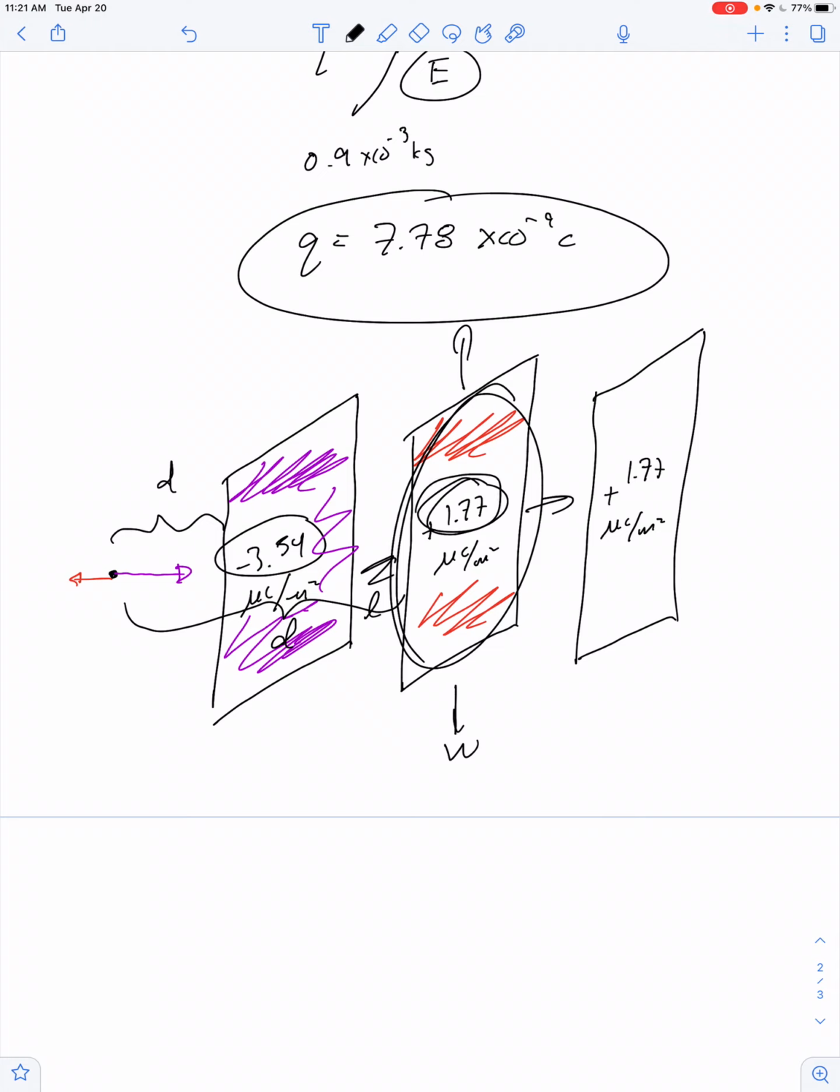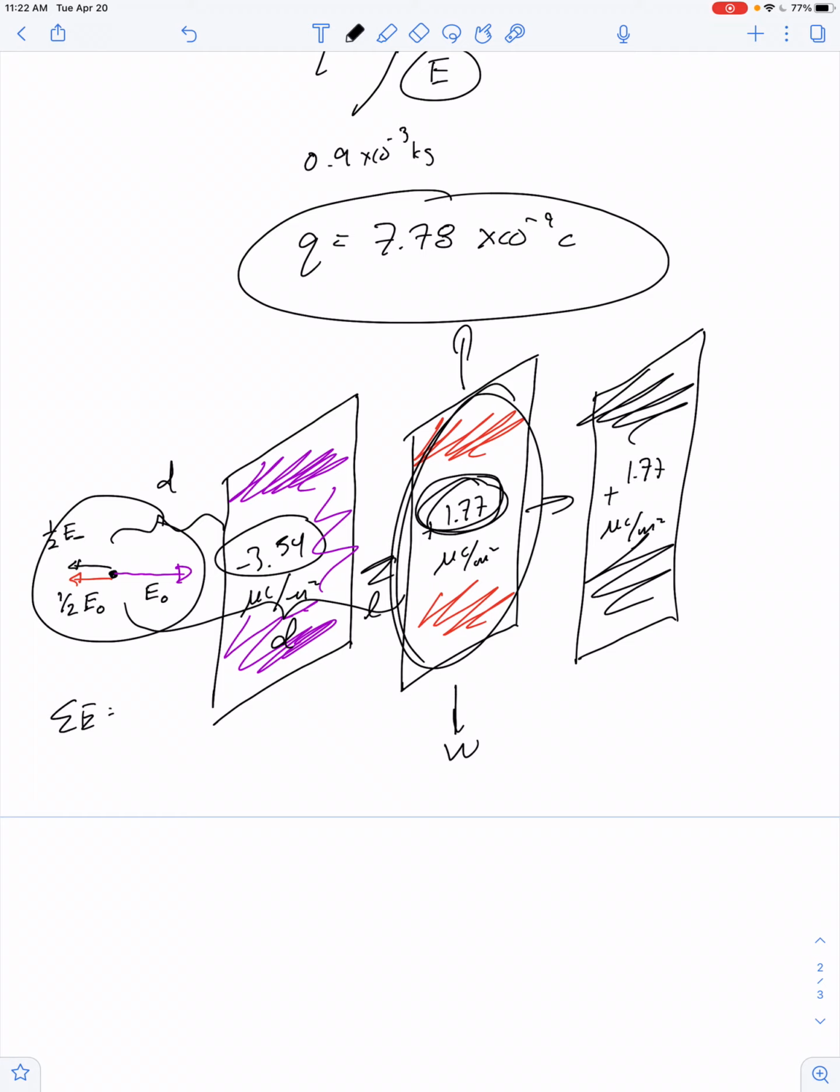So if it's half the amount of charge, it's half the intensity of the field. In other words, if I call this something like E naught, then this is going to be 1/2 E naught. And of course, this sheet here also is going to produce a vector pointing to the left of 1/2 E naught. And so the net result of all this is that the electric field in region number 1 is equal to 0, and that's the answer to part D.